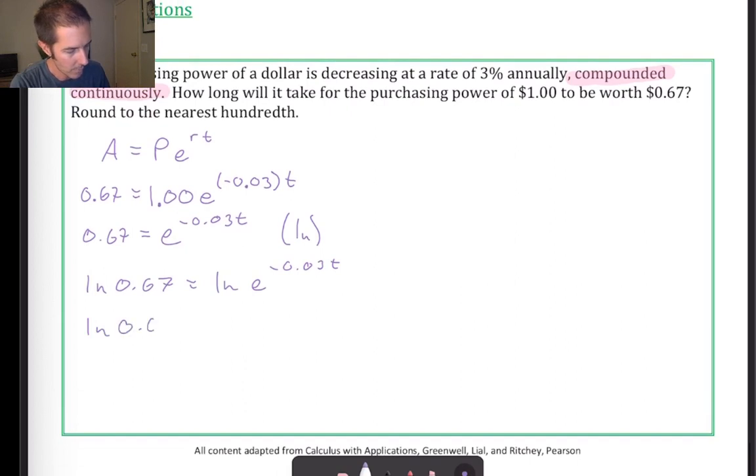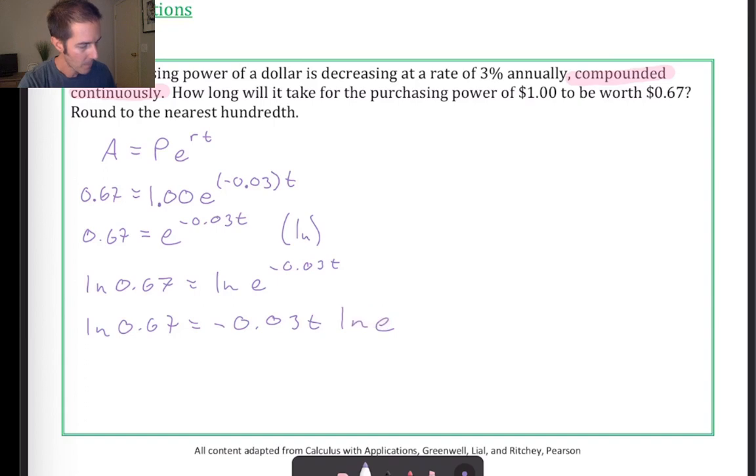Natural log 0.67 equals negative 0.03 t times the natural log of e. So nice that we're able to take the entire exponent and bring it out front. The natural log of e can be evaluated. You could type it into your calculator, although it would be a little bit cumbersome to type it in.